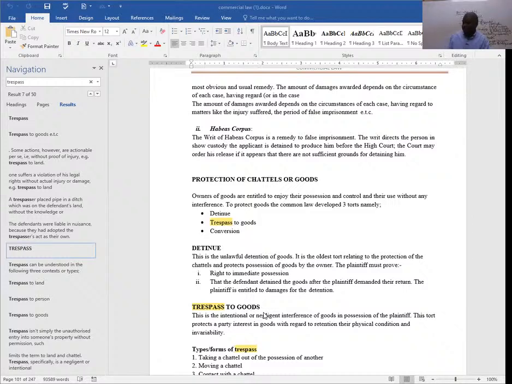It protects possession of goods by the owner. The plaintiff must prove the right to immediate possession, and that the defendant detained the goods after the plaintiff demanded their return. Then you have direct trespass. This is the intentional or negligent interference with goods in possession of the plaintiff. This tort protects a party's interest in goods with regard to retention of their physical condition and inviolability.